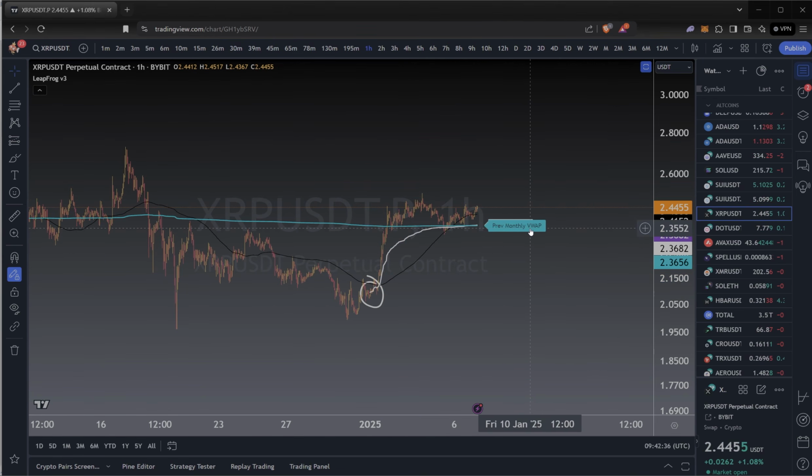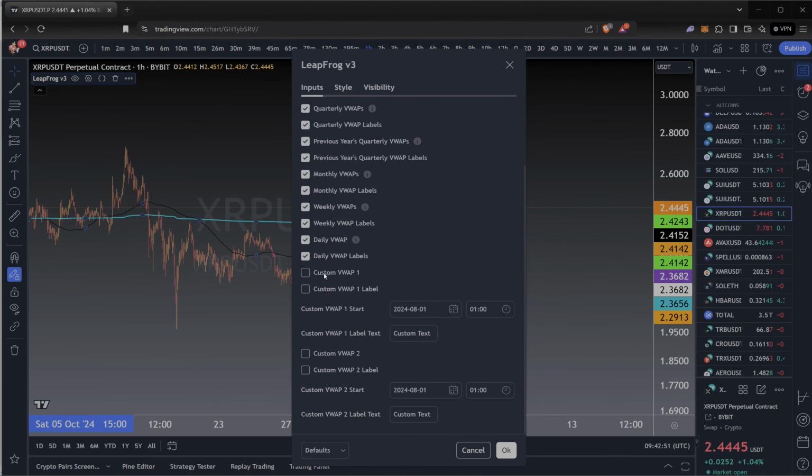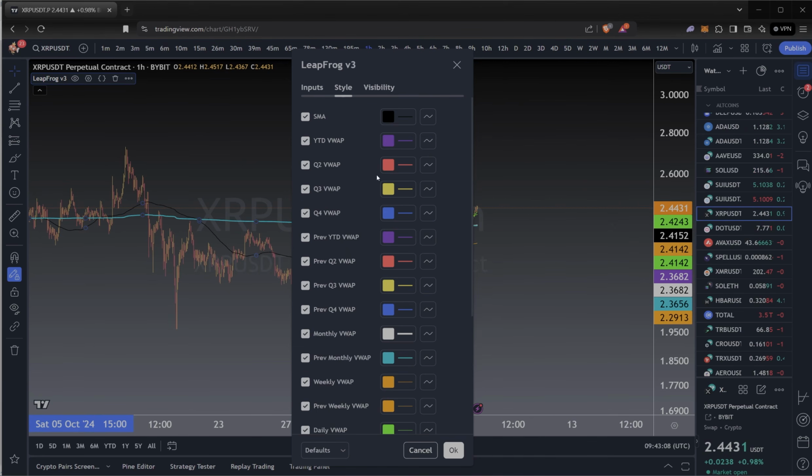And so when you go into the settings of the LeapFrog, you'll see all these different VWAPs that are enableable here. You've got quarterly VWAPs, previous year's quarterly VWAPs, a weekly strategy, and a daily strategy. Now there's also some custom VWAPs that you could manipulate and change the dates of yourself. I got 2 of them here. And so altogether, you've got 16 customizable VWAPs and a customizable fixed simple moving average that you can use there too. And other than that, it's a very simple indicator.